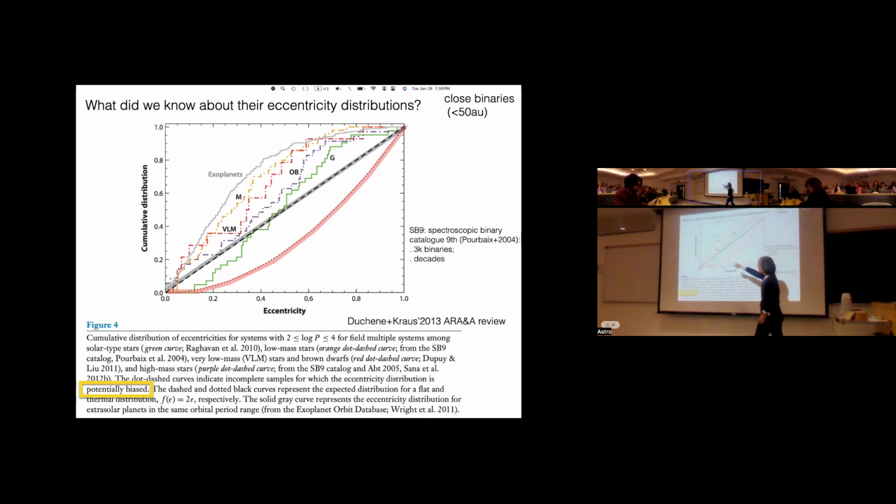All the dotted lines here, all these lines for different types of stars, are a caution that we should not trust any of this data. But what about the green curve? Should we trust that? The bottom line of this graph is that despite decades of laborious, very persistent spectroscopic follow-ups, we still don't know the eccentricity distribution of solar type binaries.